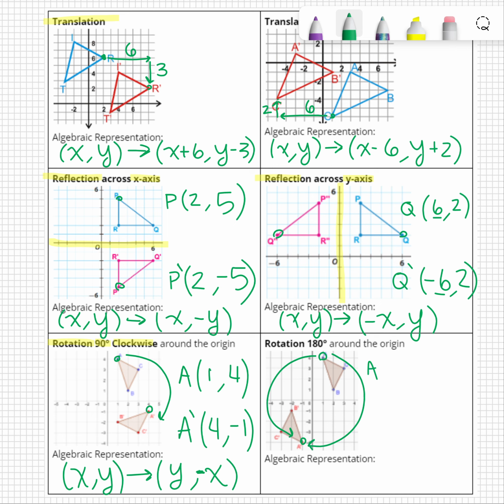The original point A, coordinates are x of 1, y of positive 4. The rotated point A prime is x of negative 1, y of negative 4. Algebraic representation for each xy point: it looked like the x and the y stayed in the same place, but they both changed sign. So I'll say x became negative x and y becomes negative y.